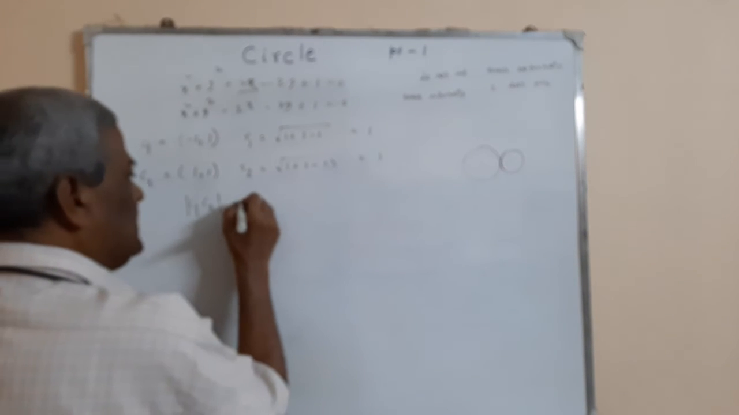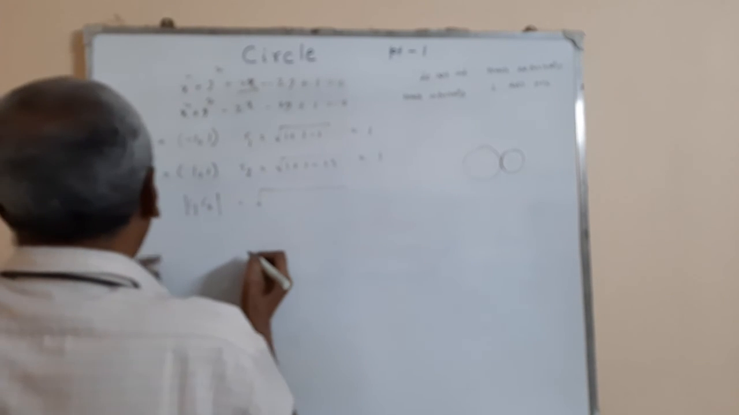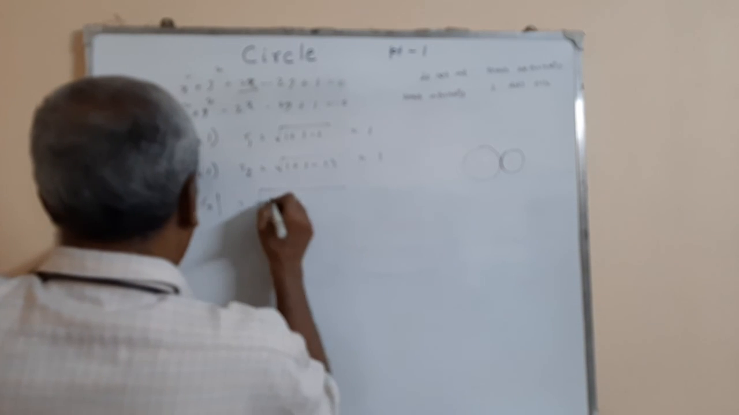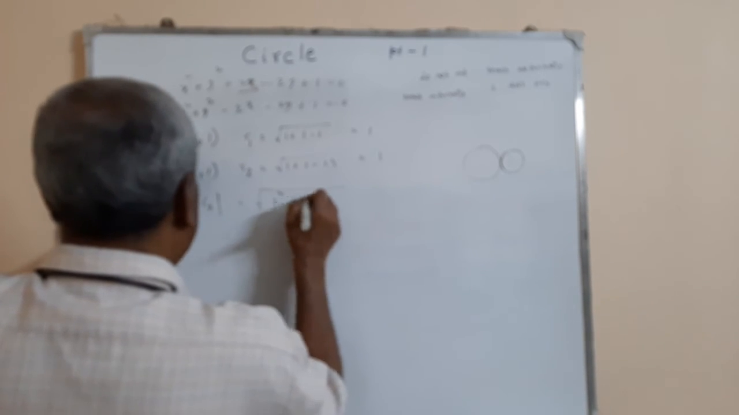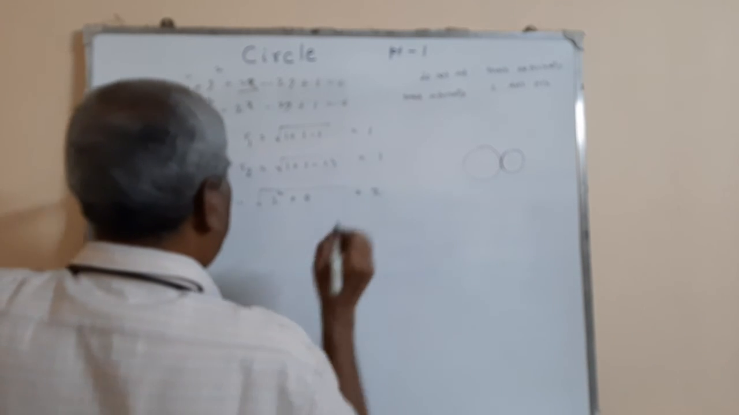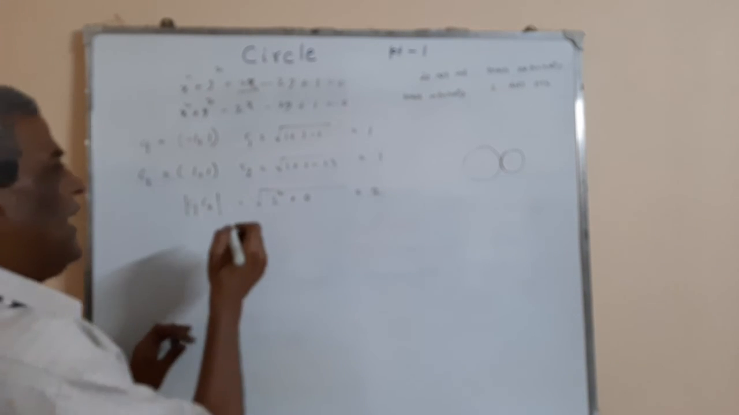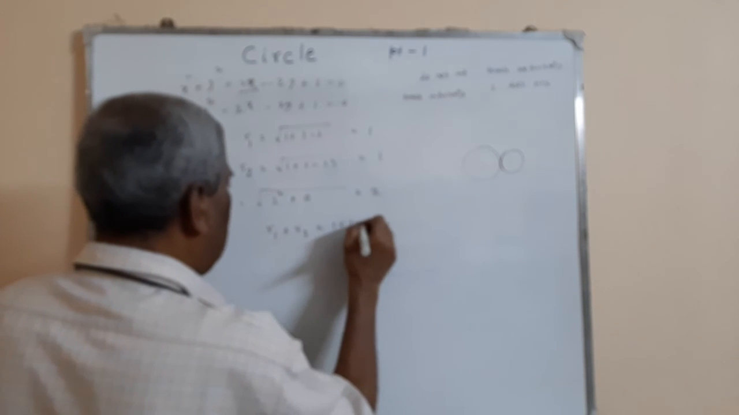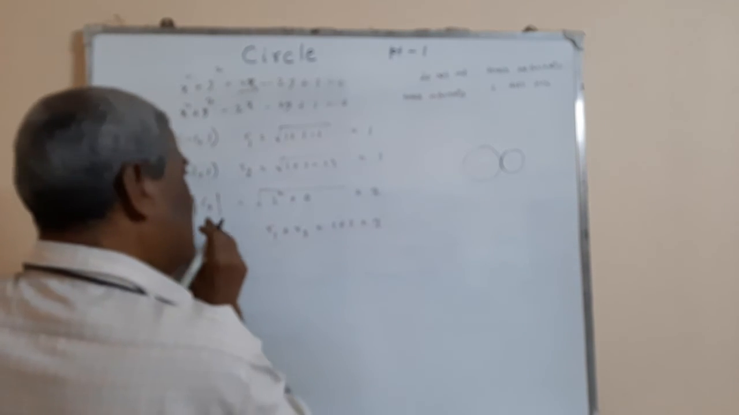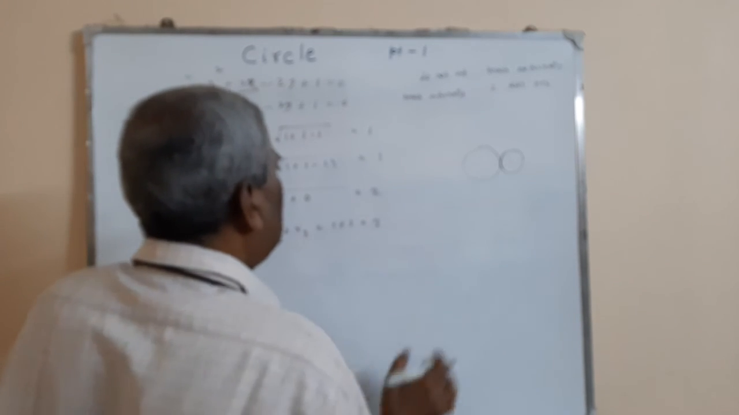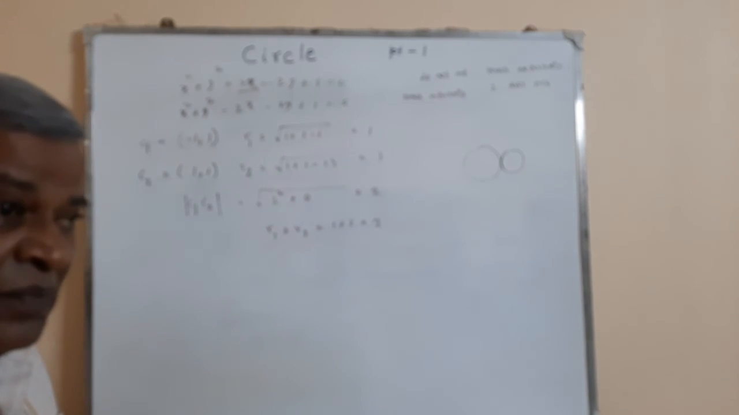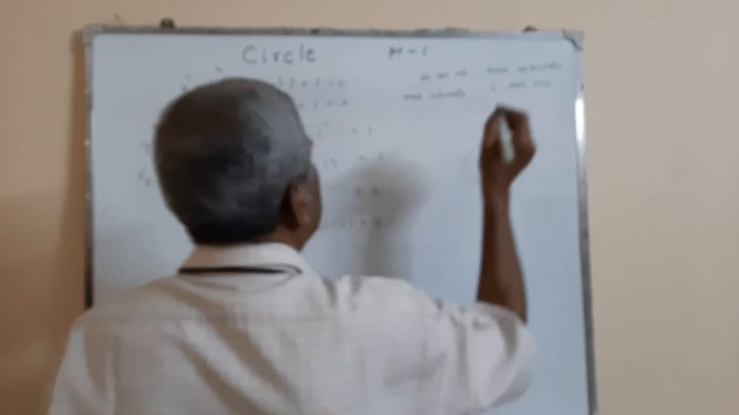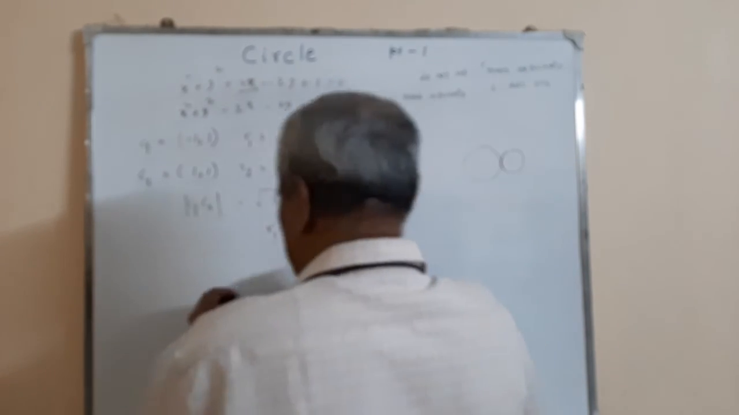So C1C2 is the distance between C1 and C2. It is 1 plus 1, 2 whole square plus 0, that is 2. Again, R1 plus R2 is equal to 1 plus 1 is equal to 2. So we get the distance between C1 and C2 is equal to the sum of their radii, that is 2. Therefore, they touch externally. So this is the correct option.